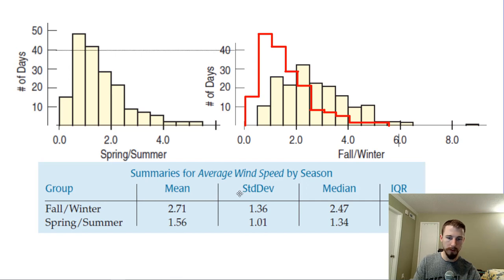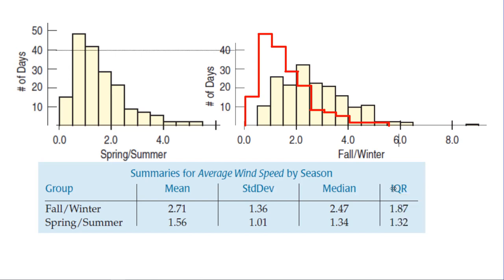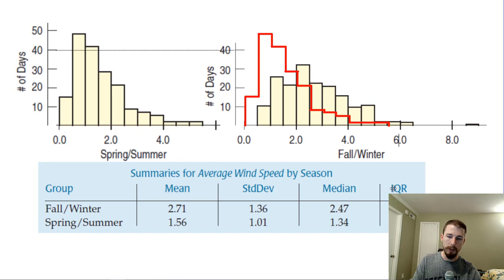Here we have our summary statistics, sorry, not 5-number summary, just summary statistics. In each one of these, the mean, standard deviation, median, and interquartile range, those are statistics from the data that we're gathering. So it's just a summary of the data. So here we have a difference in average: the average daily wind speed for the fall and the winter is 2.71, whereas for the spring and the summer it's 1.56. So you can see it's much higher for the fall and the winter, but that is also going to be highly impacted by this outlier, this day where we had almost a 9 mile an hour average wind speed.